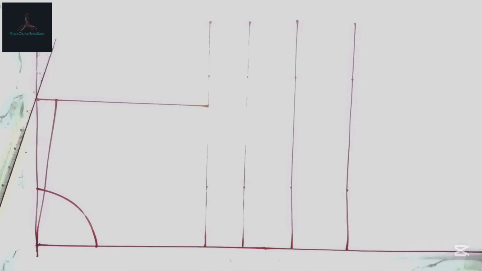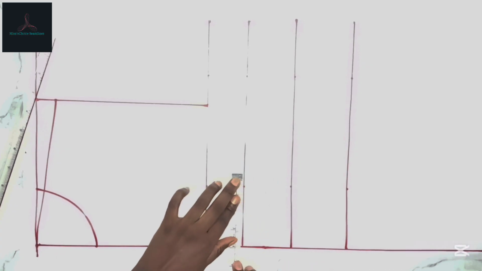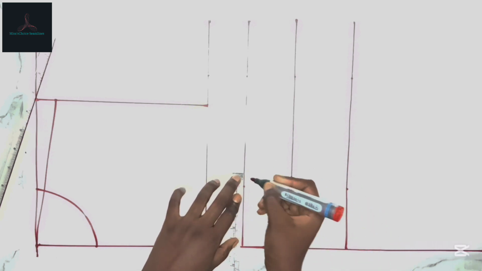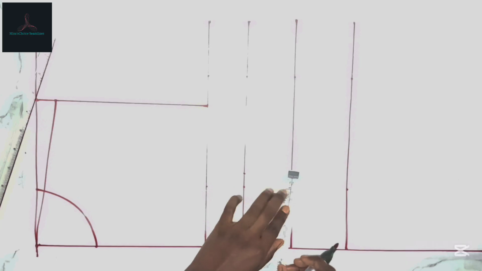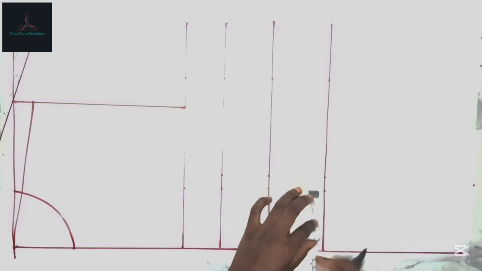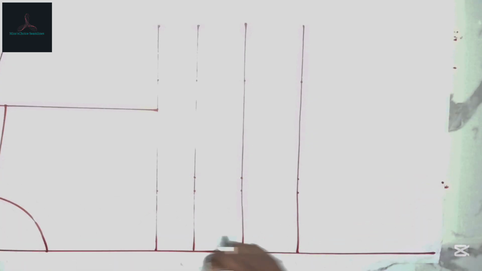Next now, I'm going to come to my bust point here and input my bust span of 8 inches divided by 2, that is 4 inches. So I'm going to input that here. Likewise on the bust, under bust line, on the waist line, and also on the M line. And I'm going to rule it into a straight line.